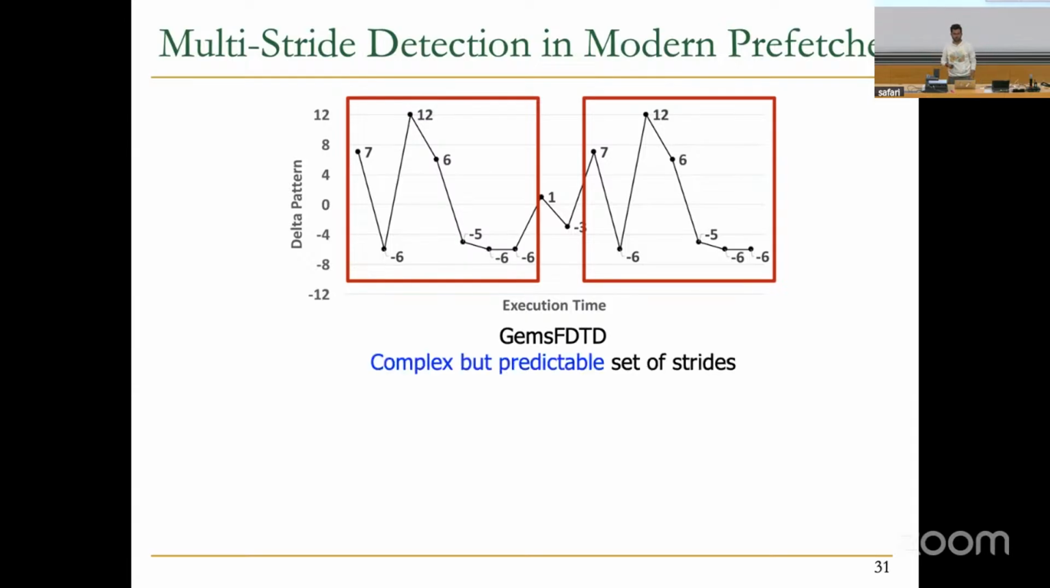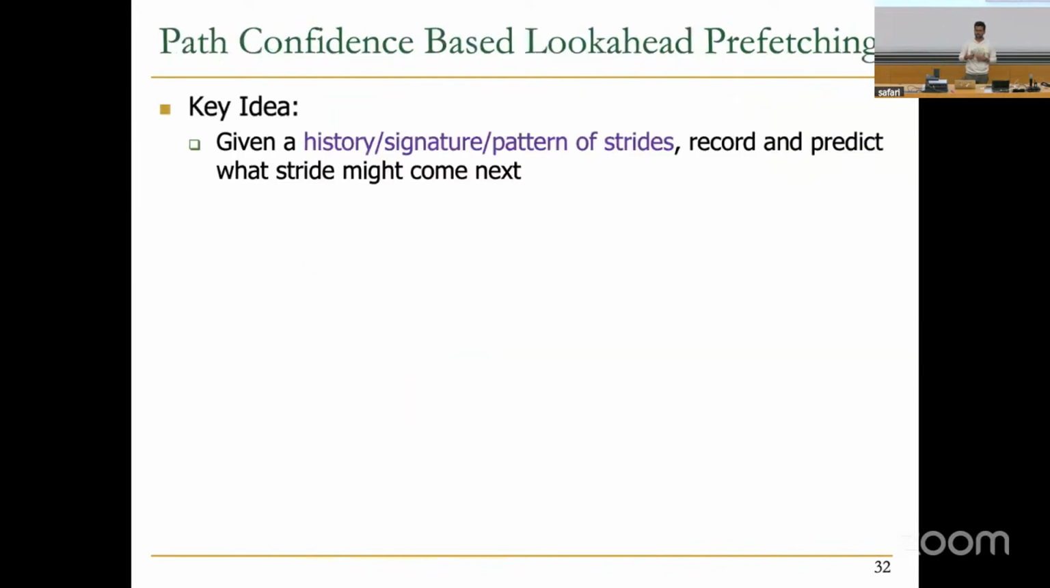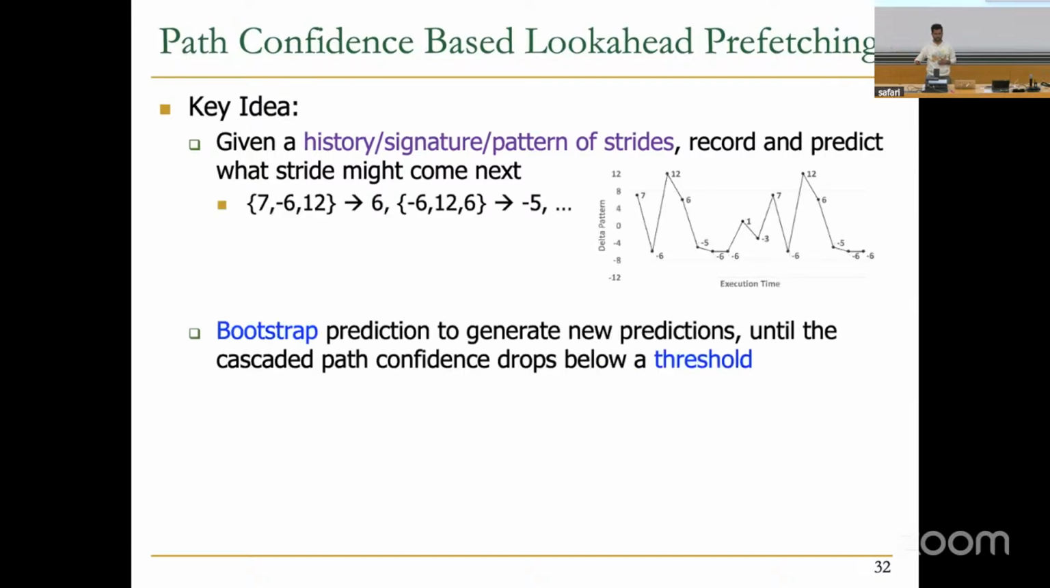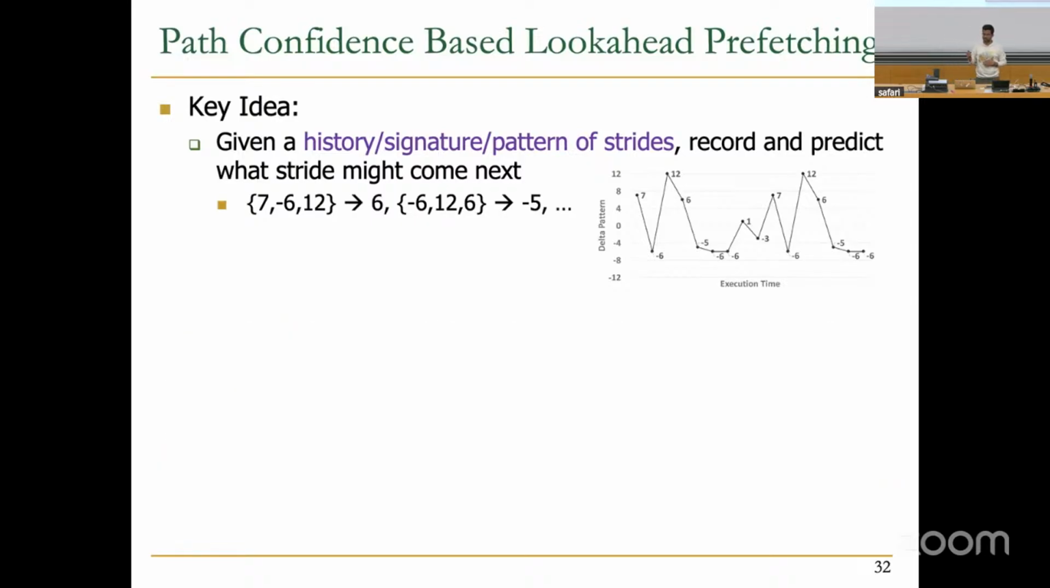So how can you design prefetchers to analyze this sort of pattern? The idea is that instead of simply learning one stride, you would learn a history of one stride followed by another stride. Let me give you an example. Let's say I'm going to store history like this. If you see a delta of 7 followed by -6 followed by 12, that predicts the next delta to be 6. Similarly, if you see -6, 12, 6, that is followed by -5.